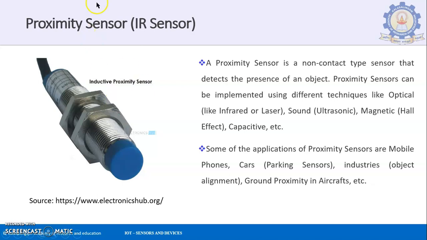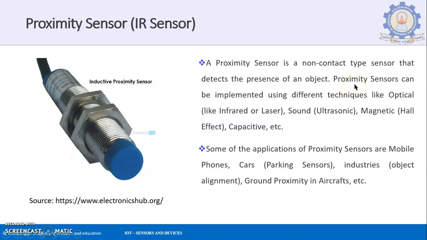So, what is a proximity sensor? It is also called the IR sensor. IR stands for infrared. So a proximity sensor is a non-contact type. You don't have to touch it to identify that some object is available. It is a non-contact type of sensor that detects the presence of an object. Touching is not required here. Depending upon the heat generated, that is the infrared generated, it will be able to identify and tell that there is an object available.